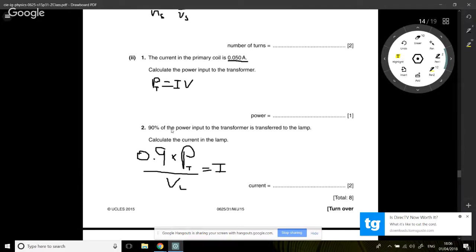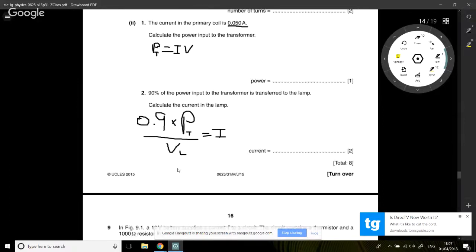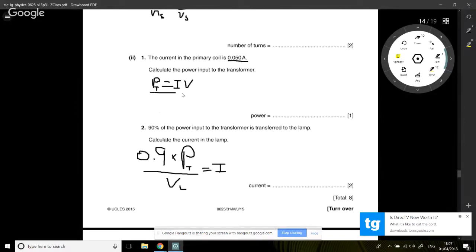Then it says 90% of the power input to the transformer is transferred to the lamp. So not all the power is transferred. Calculate the current of the lamp. So we just have to use the same equation as above, but instead of using the full power transform, we just say 0.9 of it. So 90 over 100 of the power in the transformer, hence the T, goes into the voltage at the lamp, and then we should get the current in the lamp. Let's put a little L there.